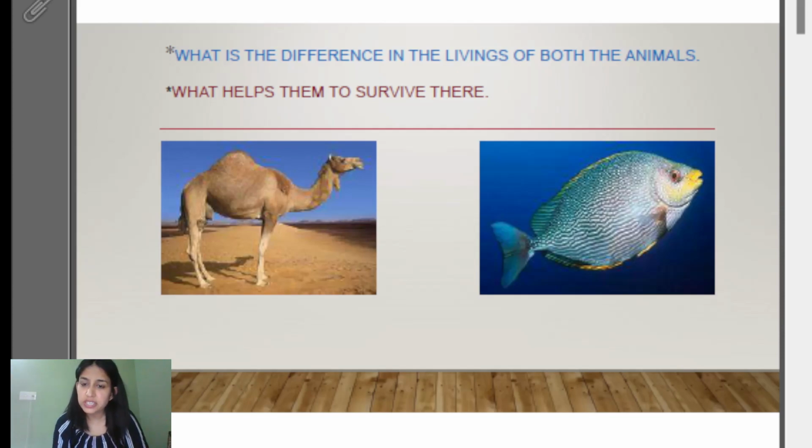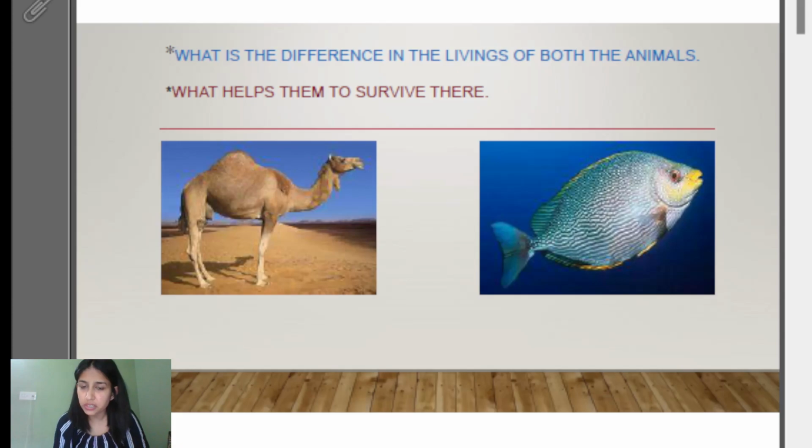In the first picture we can see that there is a camel, and in the second there is a fish. Now you will be writing your answers in the comment section: what is the difference in the living of both the animals, and what helps them to survive there? The difference is that the camel lives in the desert, which is a dry place, and the fish lives in the water, which is a wet and moist place.